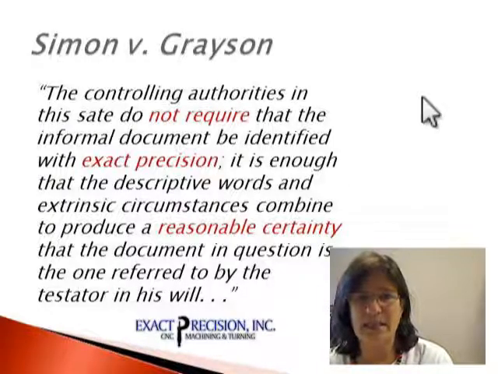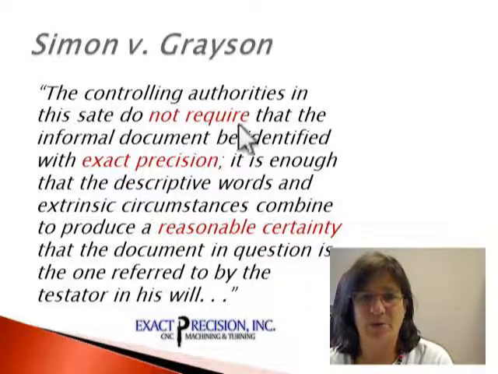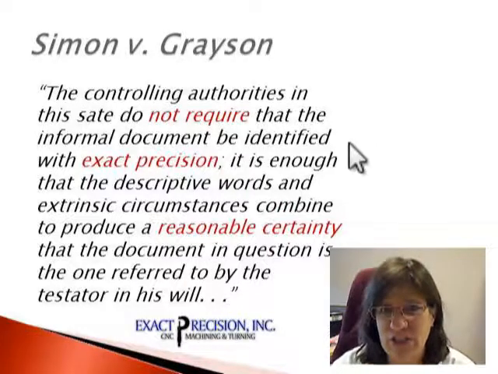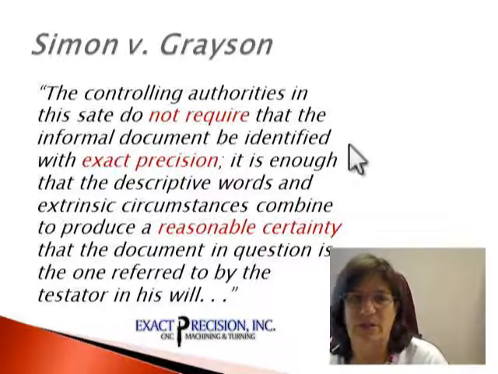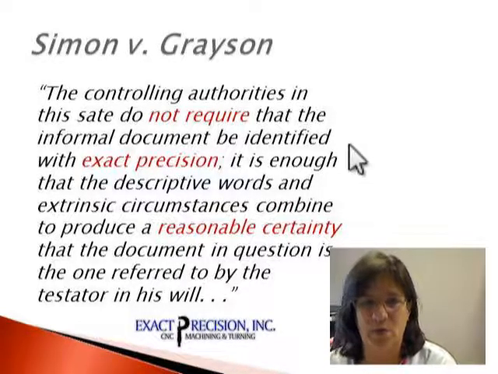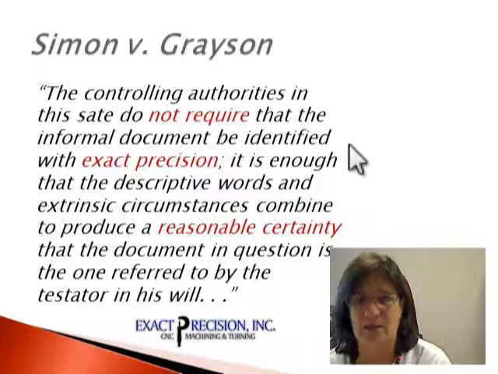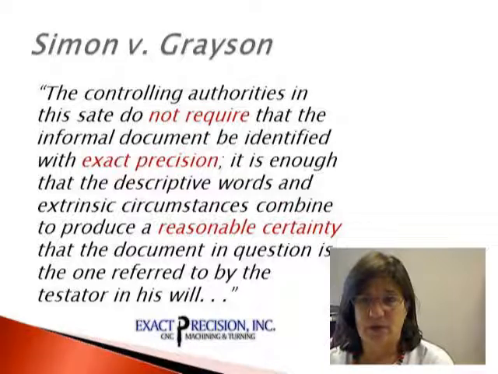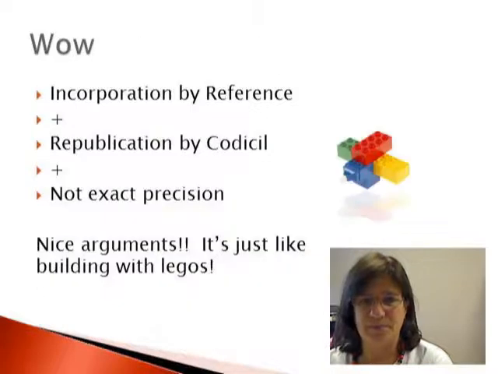But the court says that's not a problem. The authorities in this state do not require that the informal document be identified with exact precision. It's enough that the descriptive words and extrinsic circumstances combine to produce a reasonable certainty that the document in question is the one referred to by the testator in his will. Turns out there's a company called Exact Precision, and that's exactly what we don't have to have. So it just has to be reasonably certain.